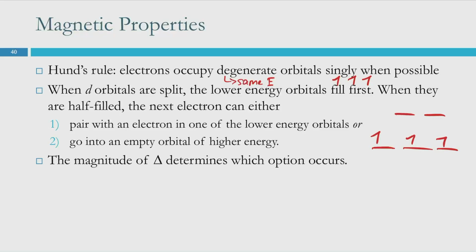so let's look at this case, and we've got, say, 2 electrons to add. So if we've got this case, our low energy ones are already half filled. We can either pair an electron in one of the lower energy orbitals, or it can go into the empty orbital of a higher energy. So we can either put it upstairs or downstairs. And the big factor here is how far these are apart from each other.